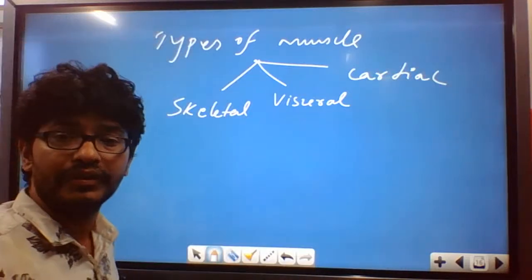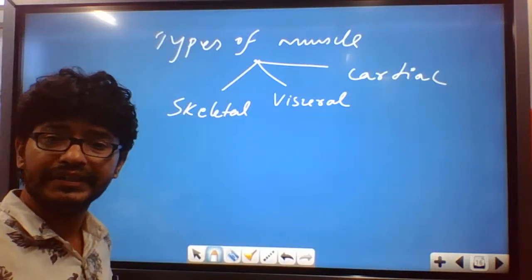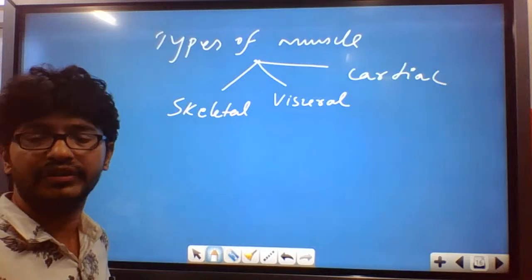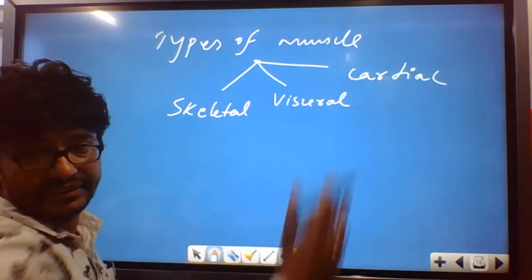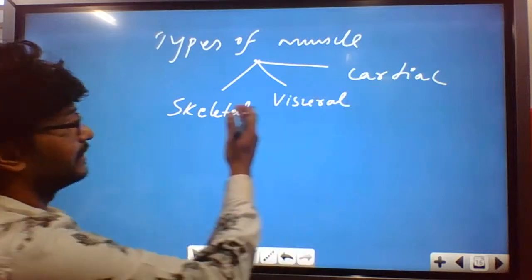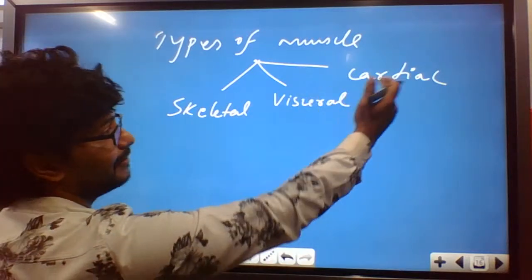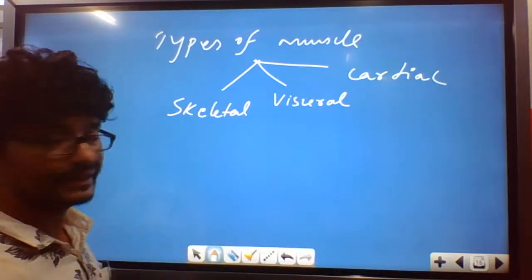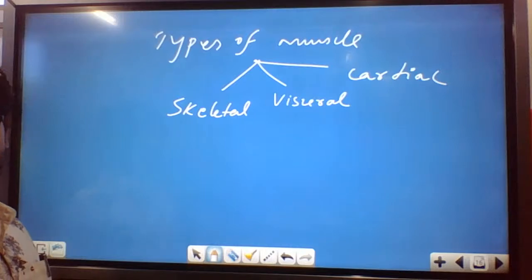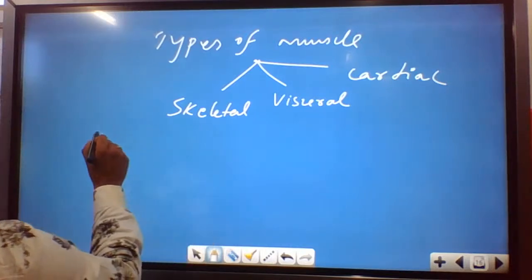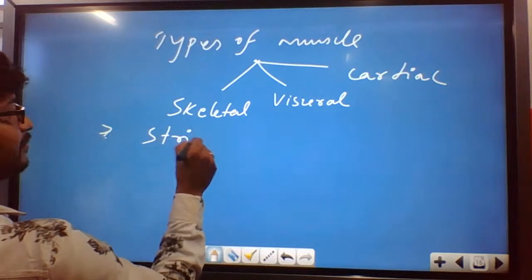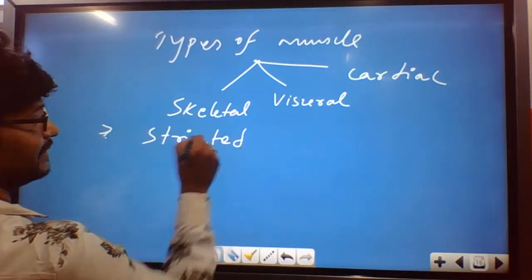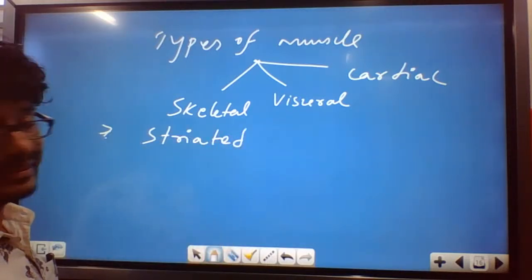But in the textbook, they elaborately discuss only the skeletal muscles, because we're going to discuss only the skeletal muscles today. But you need to understand what the other two types of muscles are. The other types are the visceral muscle and the cardiac muscle. So what makes the difference between these three types of muscle? The skeletal muscles are actually striated. You could see some lines on its surface. So we call it striated.